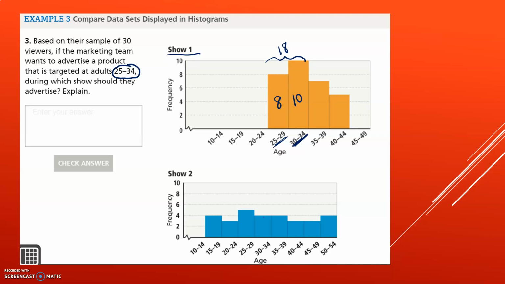25 and 34. In show 2, if I look at that same range, 25 to 29-year-olds, there were 5. 30 to 34, we can now see there's 4. So there's only 9 people in that age range. So this example is a little more clear to me because there are significantly more people watching in the age range we're worrying about in show 1. So I would choose show 1 for this example.